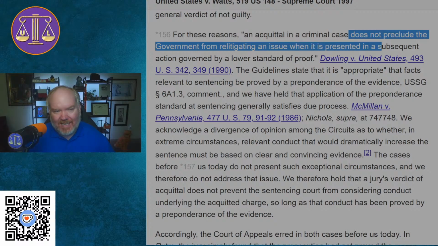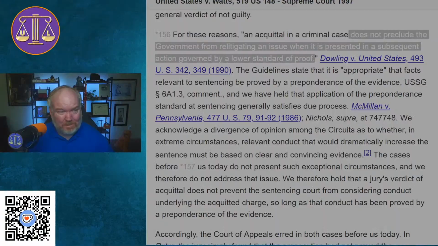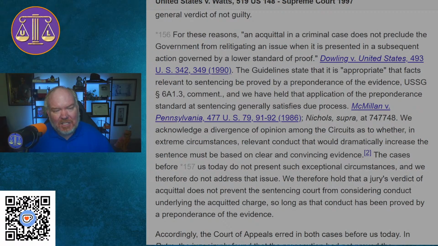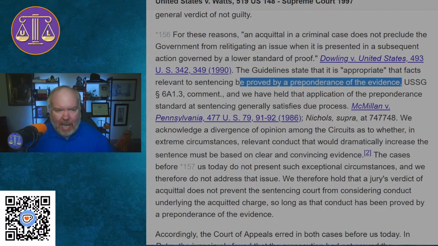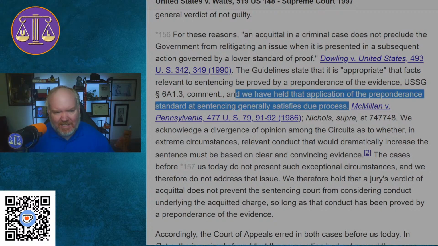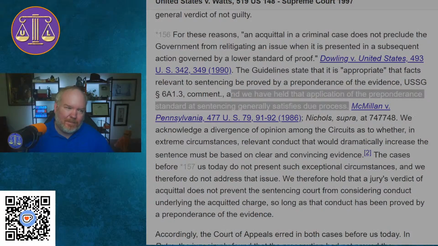For these reasons, an acquittal in a criminal case does not preclude the government from relitigating the issue when it's presented in a subsequent action governed by a lower standard of proof, such as a sentencing. The guideline states it's appropriate that facts relevant to sentencing be proved by preponderance of the evidence. And we've held that an application of the preponderance standard at sentencing generally satisfies due process. Not a due process problem. No double jeopardy, no due process. It's all fine.